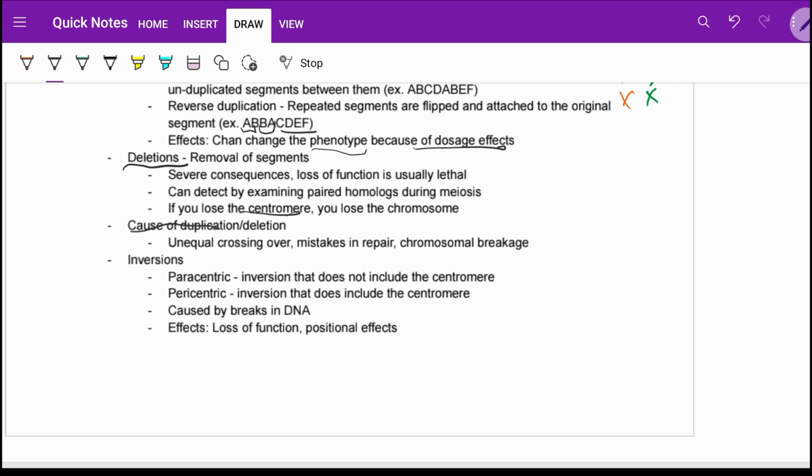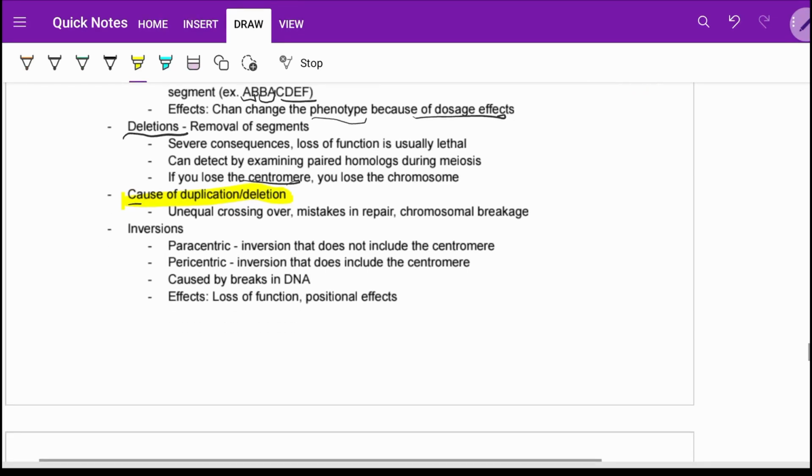What is the cause of duplication or deletion? Often it's an unequal crossing over. So when the orange and green segments exchange segments, maybe the orange segment holds on to a little more than the green segment, and so things get mismatched. Also chromosomes can break, or if they're broken and they're repaired incorrectly, then these things can happen.